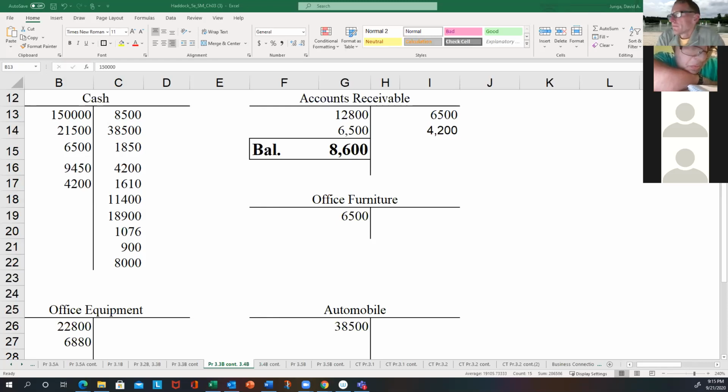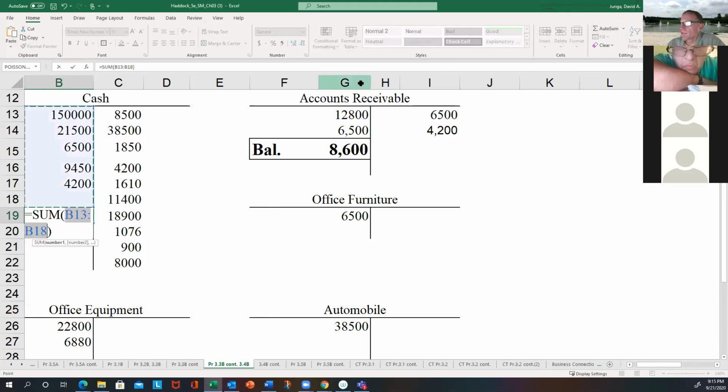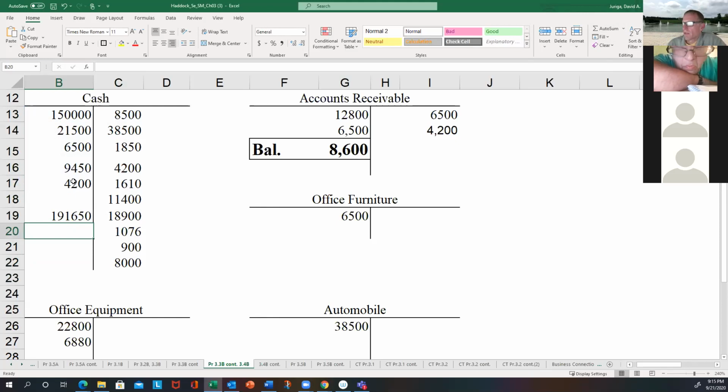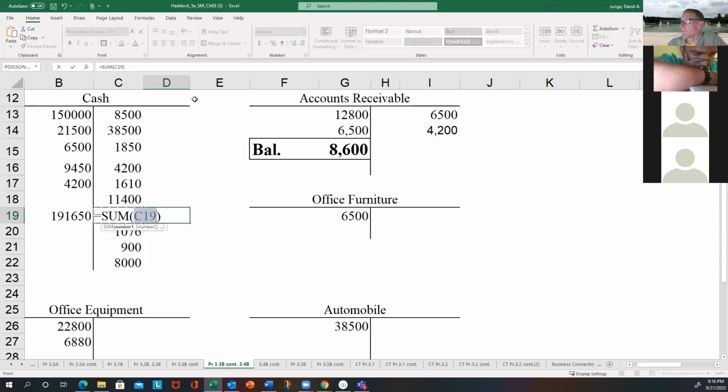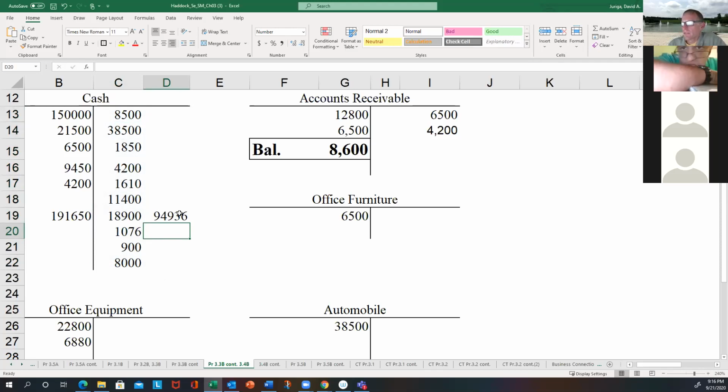I got 191,650 for the debit side. Debit side, yeah. Okay. So let me double check that. Anybody not get that? 191,650? That's right. So can somebody add up the credits? 93,136. Yeah, thank you. Double check it. 94,936. Yes.